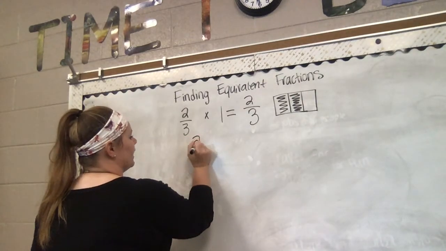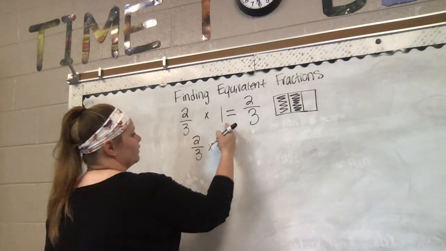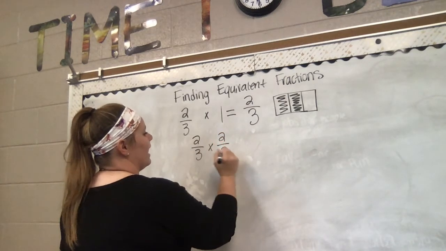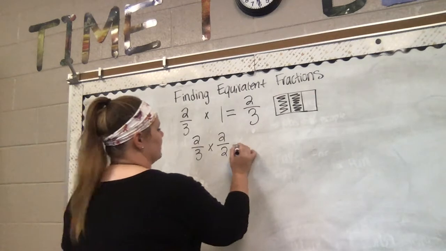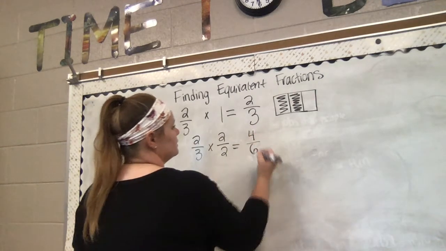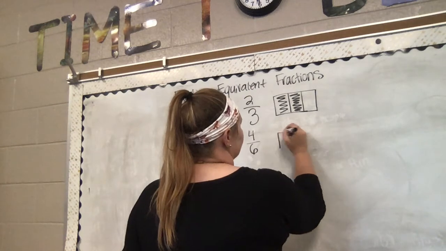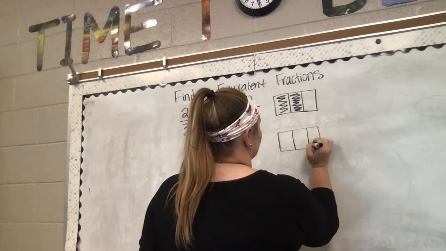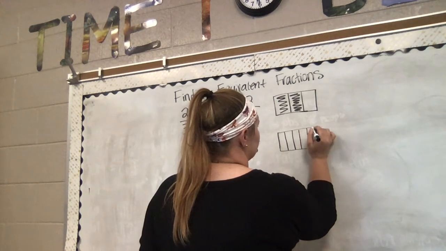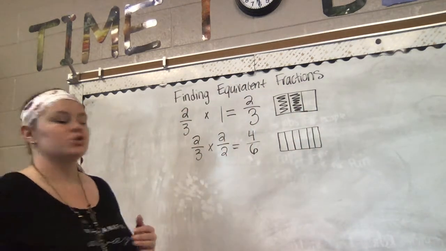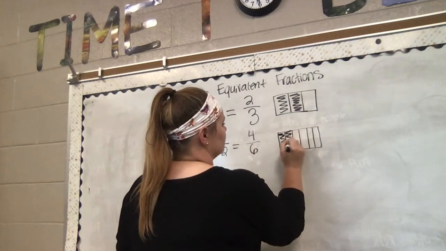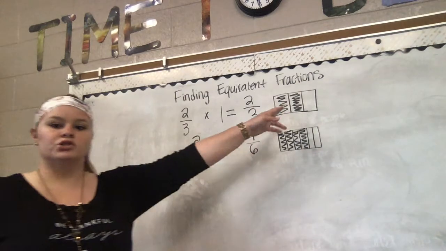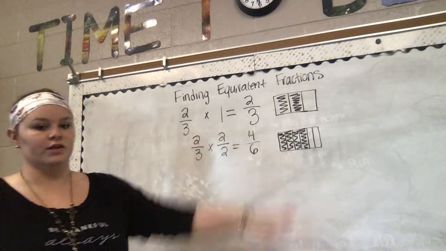So I can multiply 2/3 by any fraction equivalent to 1. For example, I can multiply 2/3 by 2/2. And that's going to get me 4/6. So we can see that if we draw our models, okay, so this model is in 6ths and this model is in 3rds. So if I shade 4/6, I am shading an equivalent amount to 2/3. 4/6 is equivalent to 2/3.